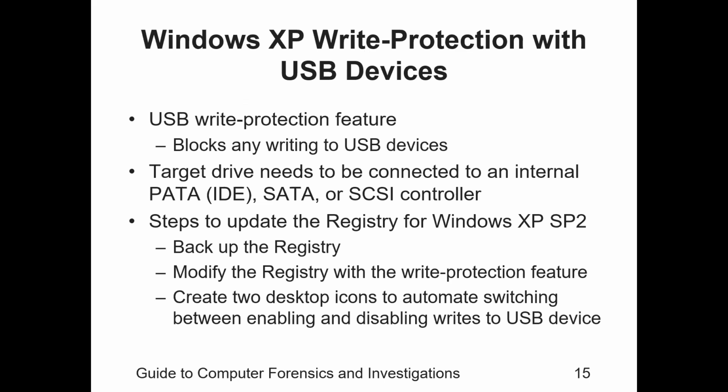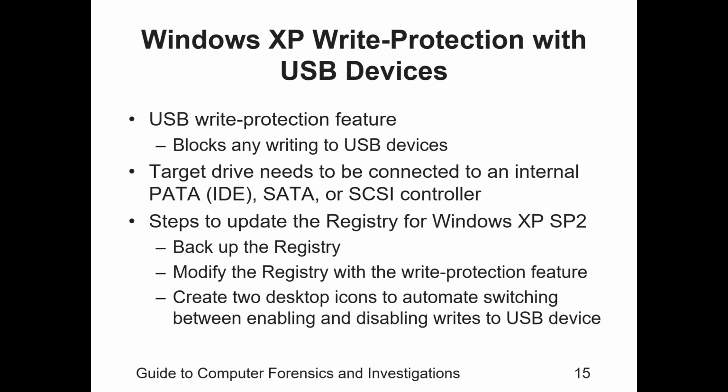Windows XP write protection with USB devices. We already saw it. If you're using USBs like in the example we did, USBs are usually write protected. And of course, once you block any writing to USB drives, you can't pick information from it. So one of the first things you do is go and remove this write protection.